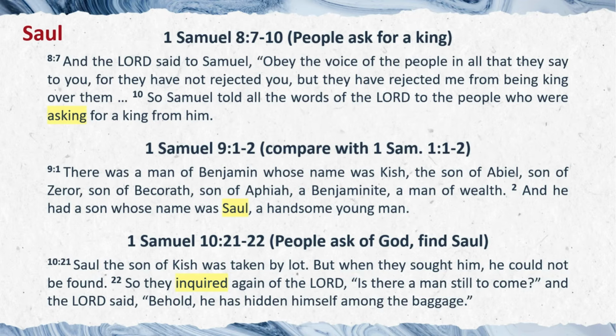And then lastly, after Samuel anoints Saul, he brings all the people of Israel together to show them who their new king is going to be. And they're casting lots for him. And eventually they get down to the son of Kish. And there's no son of Kish to be found. When they sought him, they could not find him. So they asked again of the Lord, "Is there still a man to come?" And the Lord said, "Behold, he has hidden himself among the baggage." So Saul is hiding whenever they go to look for him as their king.